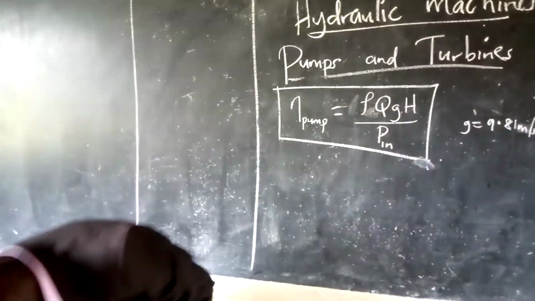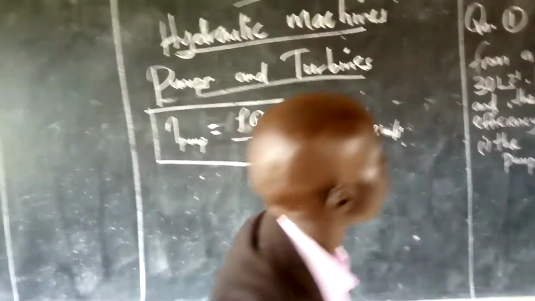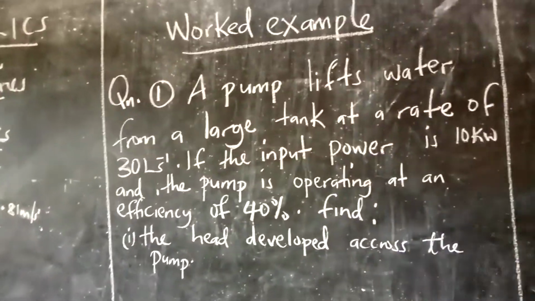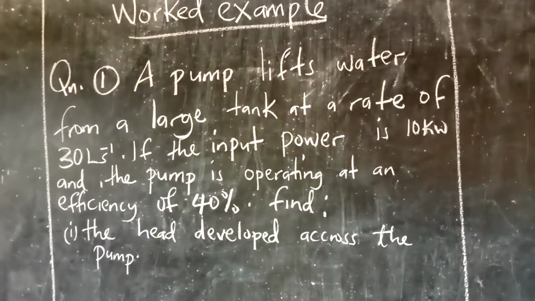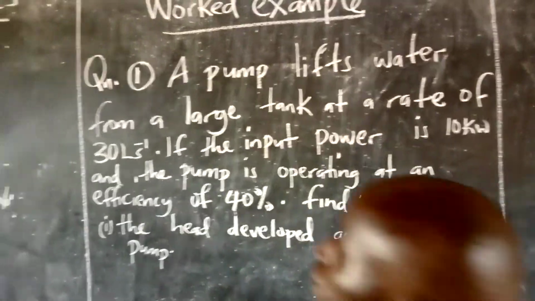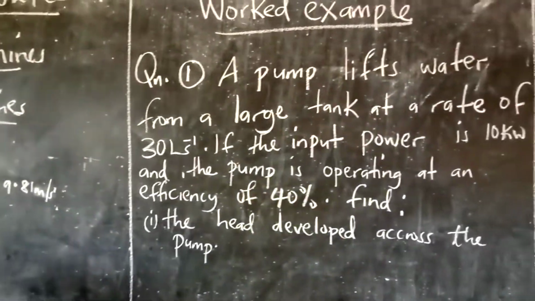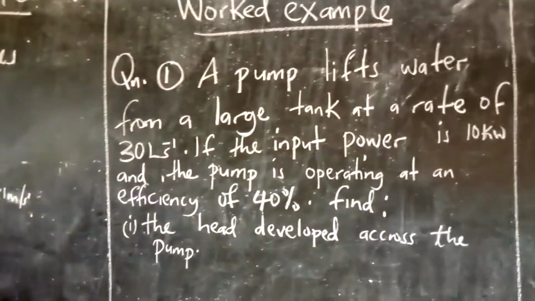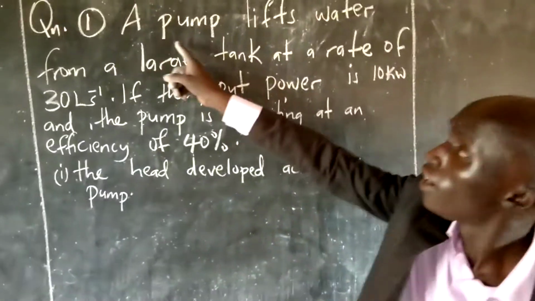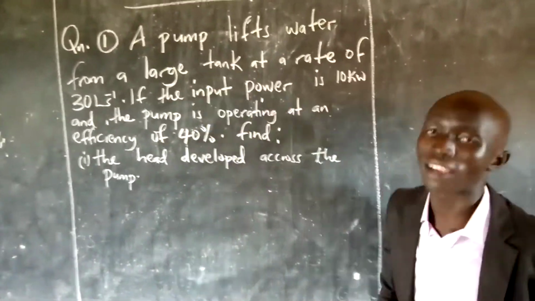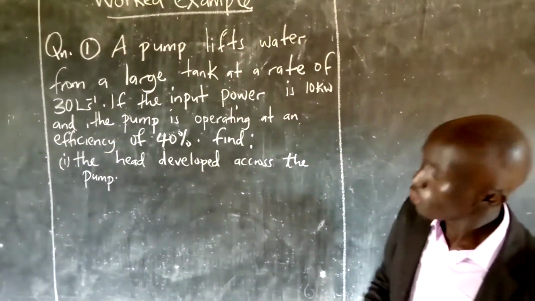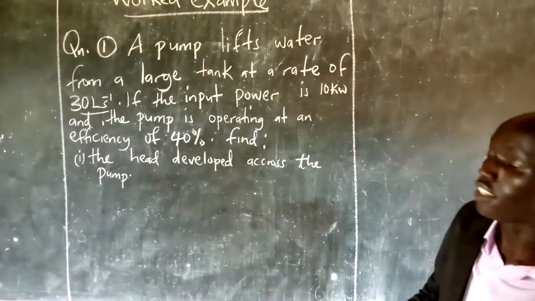Now, let's now look at an example. Let's now look at an example of how to use the efficiency of the pump. Please follow me very well, because I want you to understand the basic concept of pumps. Then as we go to turbines next time. So let's read the question. The question is saying a pump lifts water from a large tank at a rate of 30 liters per second. So 30 liters per second, it is discharge.